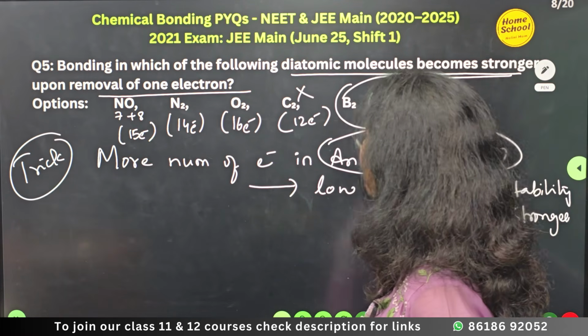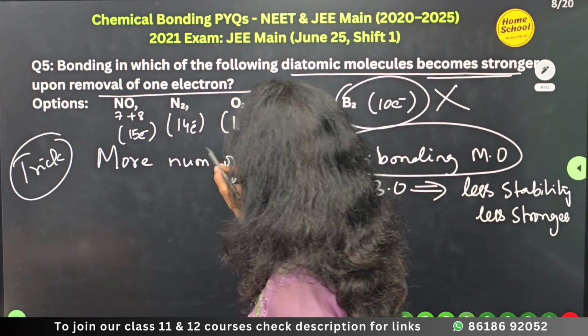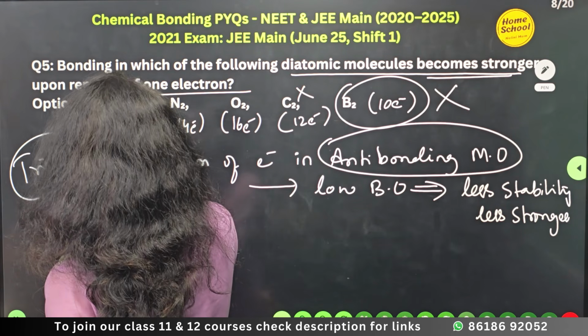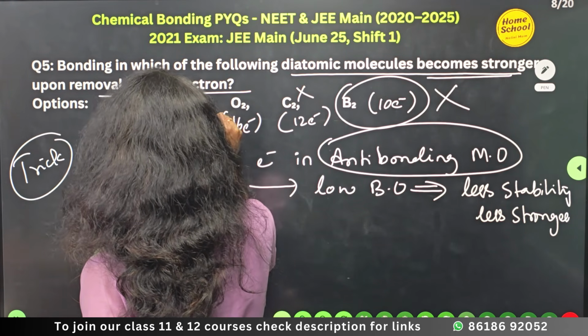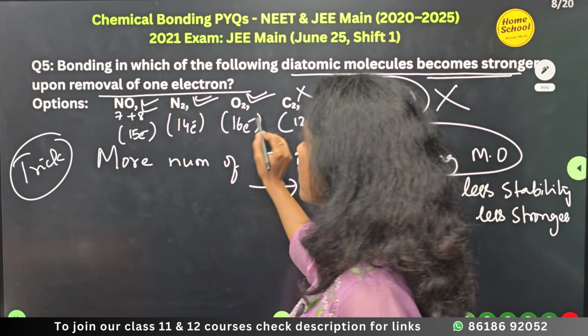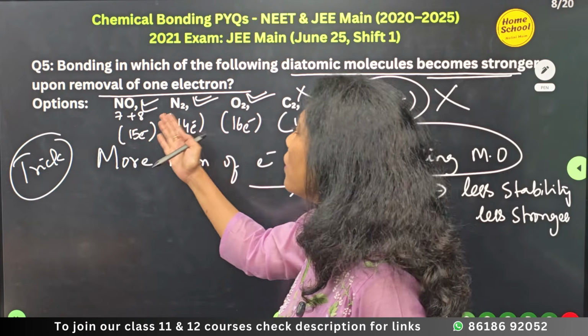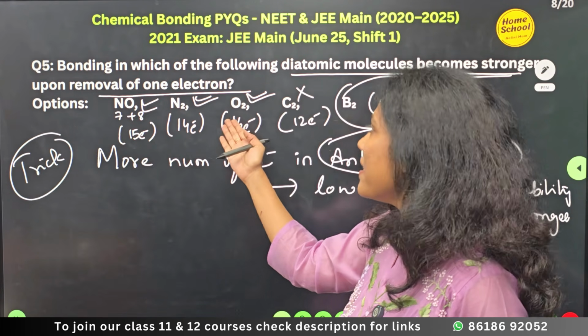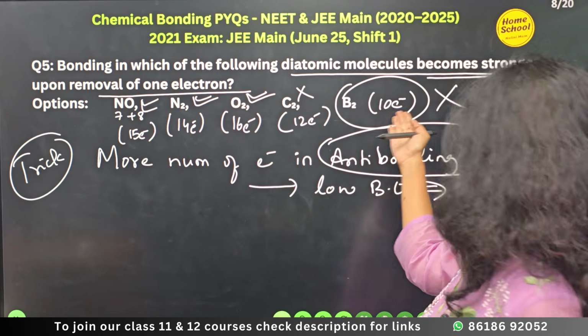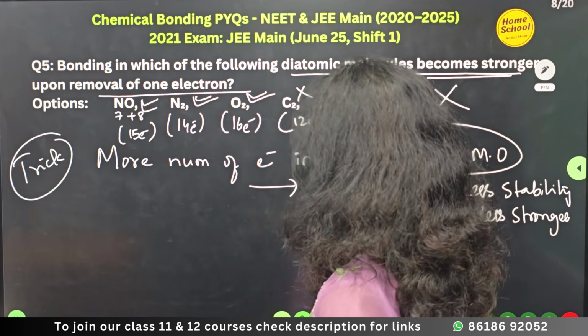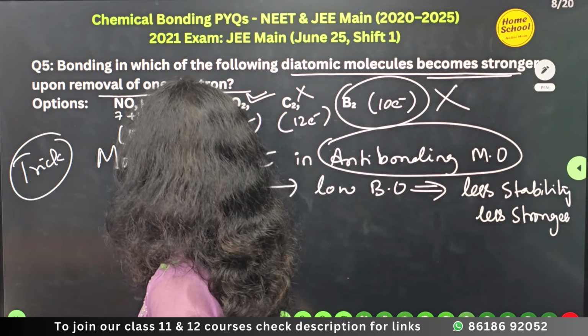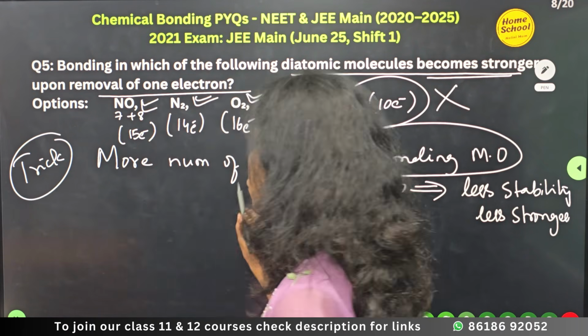Don't consider C2 also. Just go on writing the electronic configuration for the 15 electron species, the 14 electron species, and the 16 electron species, because more number of electrons are found only in these species as compared to these two. Hope you understood. So now I will first write the electronic configuration for NO, N2 and O2.